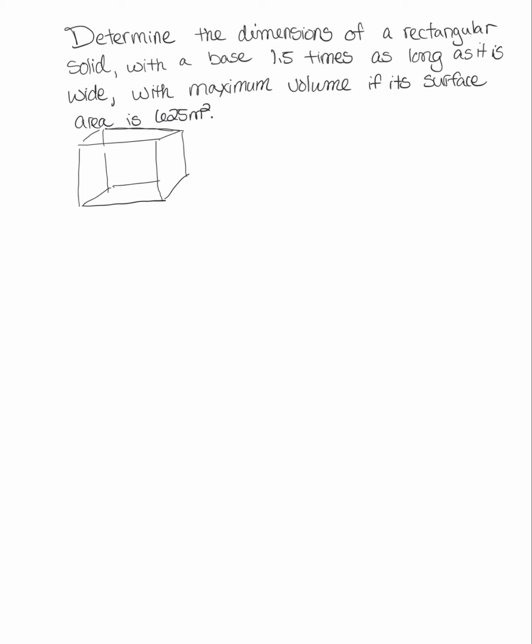Okay, so let's first determine our primary equation. Well, what wants to be maximized or minimized? Well, we see right here that we want a maximum volume. So our primary equation, which is the equation that we will be taking the derivative of and setting equal to 0 to solve for a variable, is going to be the volume of a rectangular solid, which is equal to length times width times height.